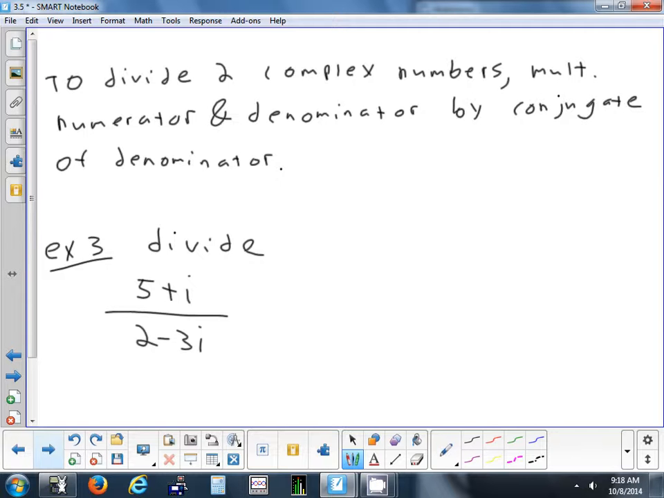Okay, so we have 5 plus i divided by 2 minus 3i. So we need to multiply the top and the bottom by the conjugate of what's in the bottom. Okay, what's the conjugate that I'm going to use here? 2 plus 3i. Good. Okay. Let's FOIL out the top first. So we're going to get 5 times 2 is 10. 5 times 3i is 15i plus a 2i. And then i times 3i.